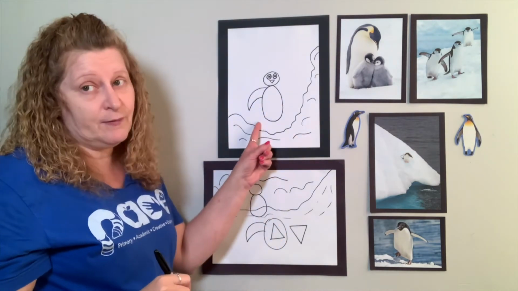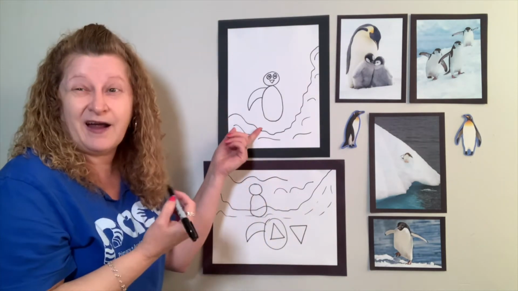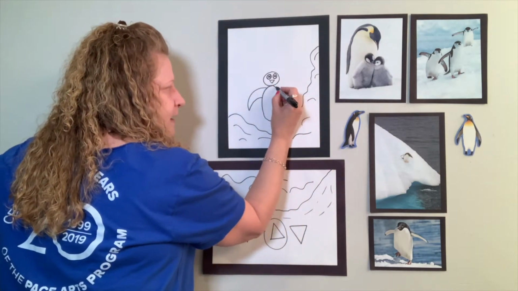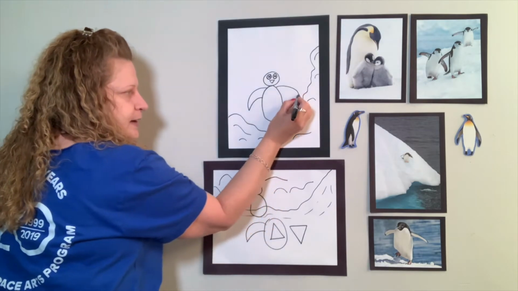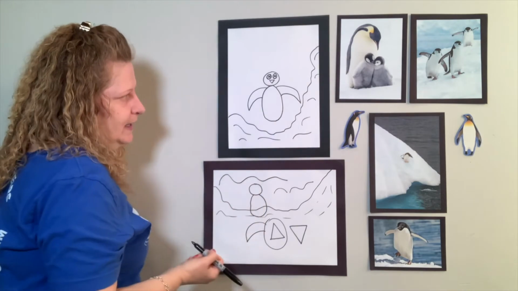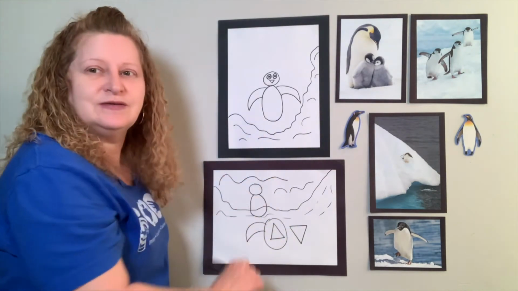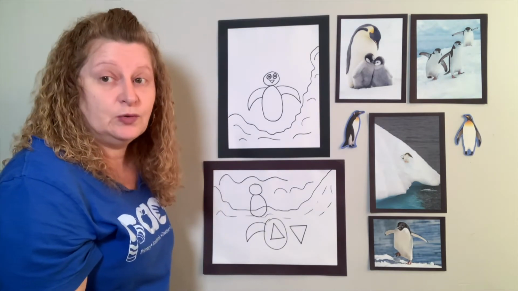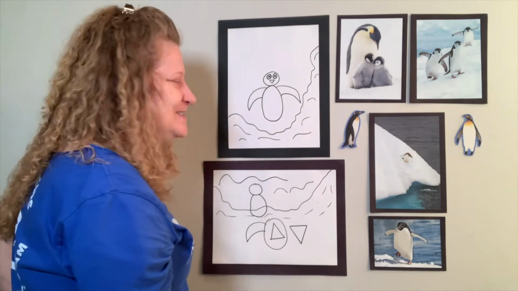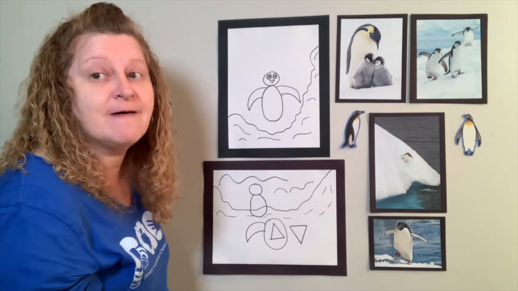Now, there's something that we're going to do here. We're going to need to make his wing on the other side, and that one's going to be kind of opposite. So here we go. So instead of going this way, we're going to start from this way, and we're going to go down, and then we're going to go back up toward his body. So now he has his wings. And remember, he doesn't use his wings to fly. He uses them to help him swim. Good job.